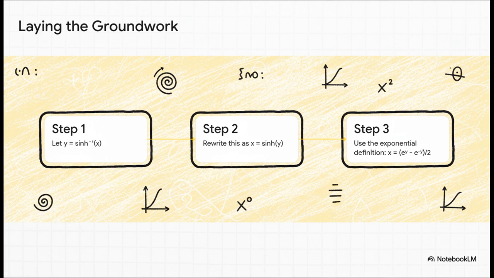First, we just set our function equal to y. Simple enough. Then, we use what we know about inverse functions to flip it around, giving us x equals the hyperbolic sine of y. And now, here's the critical move. Step 3: we swap out sinh y for its real definition using exponentials. This right here is the key that's going to unlock the whole mystery.